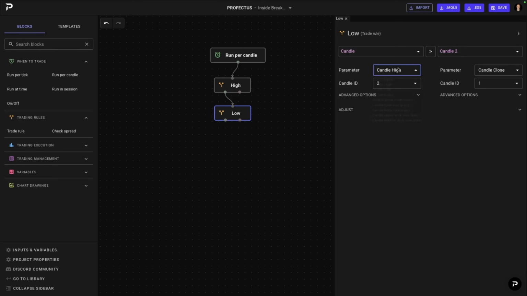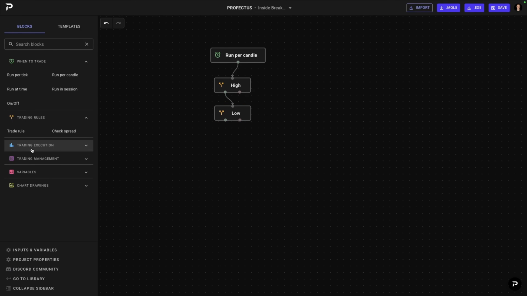So we click on it, and instead of high, we change this one to candle low, this one to candle low. Of course, we also need here candle high. So now back to the low block, candle low 2 and 1. Yep, that's correct. And then we also need to change this one to this sign, because now the candle low of candle ID number 2 has to be lower than the candle low with the candle ID number 1.